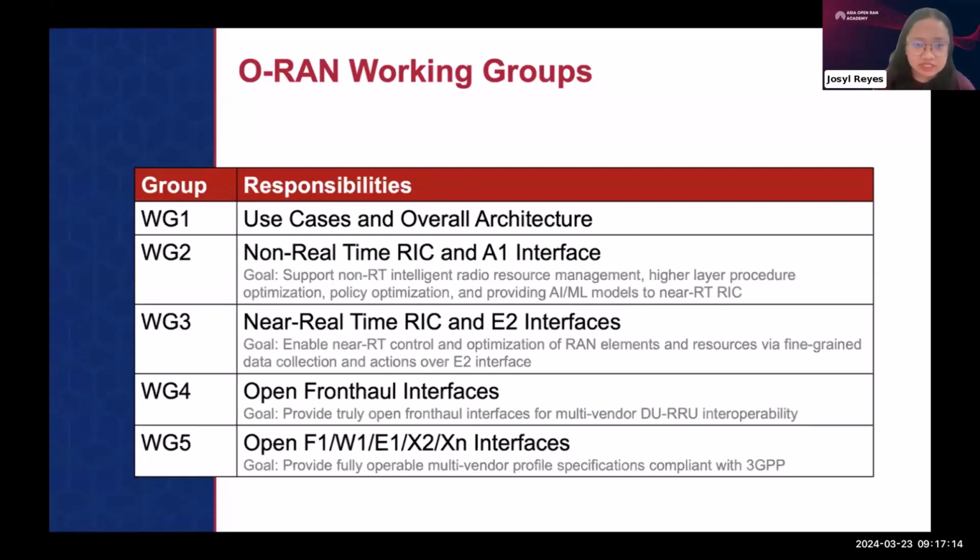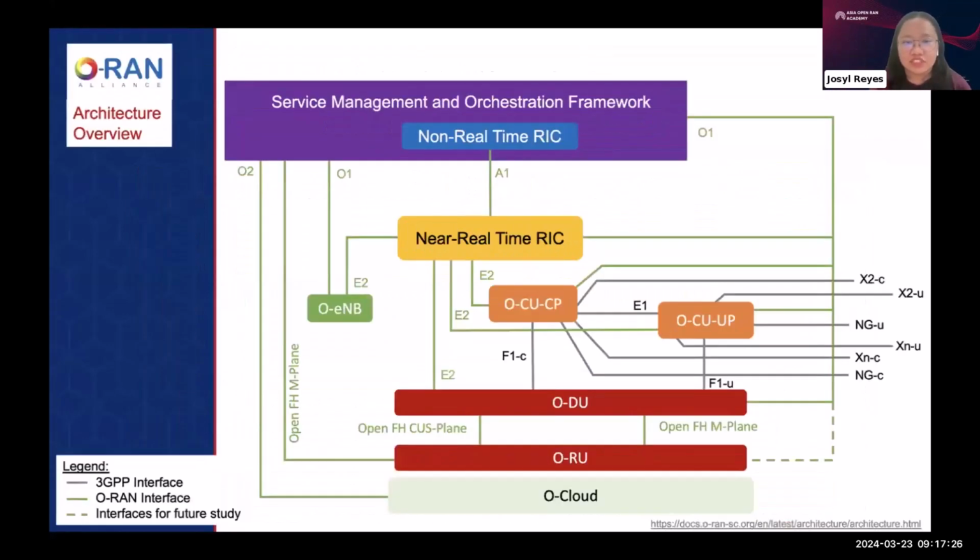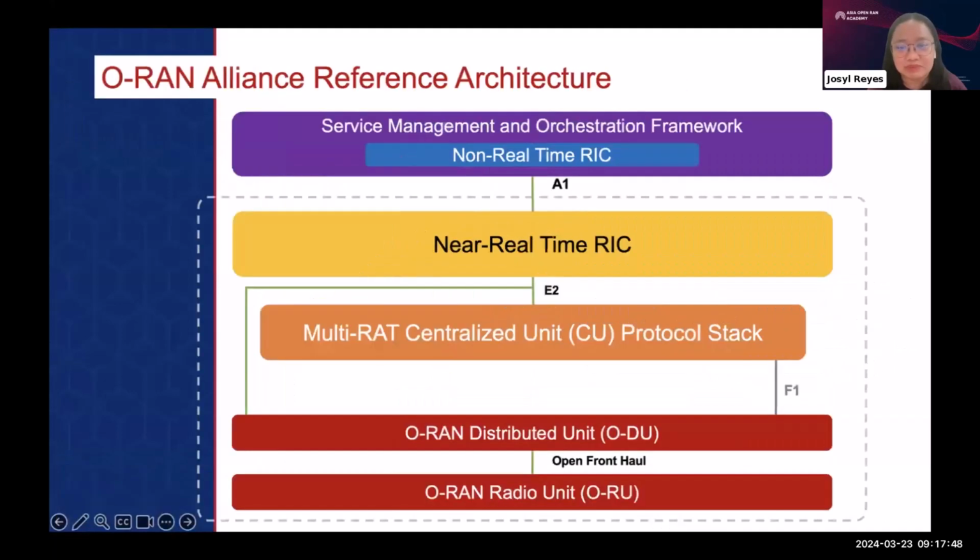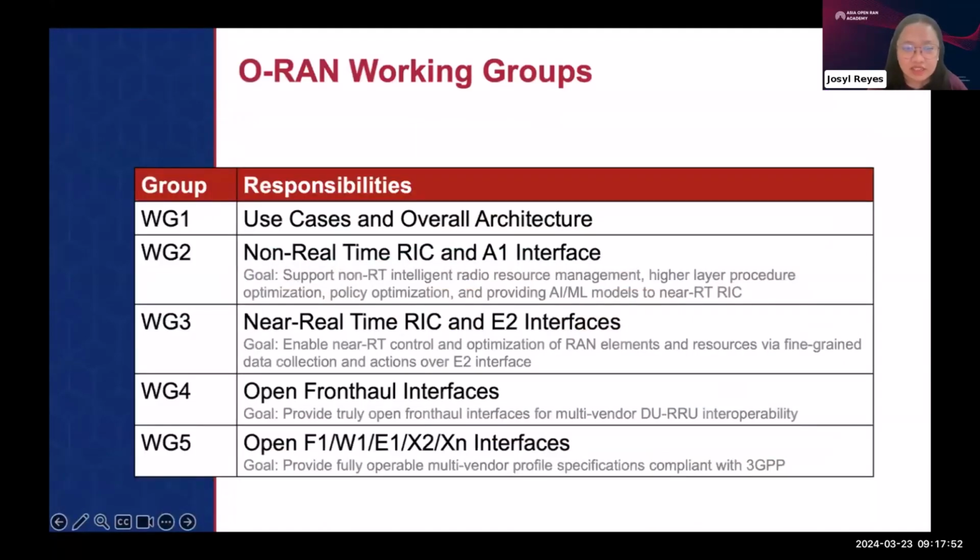If you can recall, the E2 interface is the connection between the near real-time RIC and all the other RAN components. Looking back, it looks like it has a lot of connections, but you just need to take note that the near real-time RIC connects to the node. And what are the parts of the node? You have the CU, the DU. You don't need to memorize, but you just need to remember that the near real-time RIC is connected to the node, and remember the types of nodes. So the E2 interface connects the near real-time RIC and the RAN. This enables the control and optimization of the RAN elements and resources, and of course collects the data and performs actions on the different components.